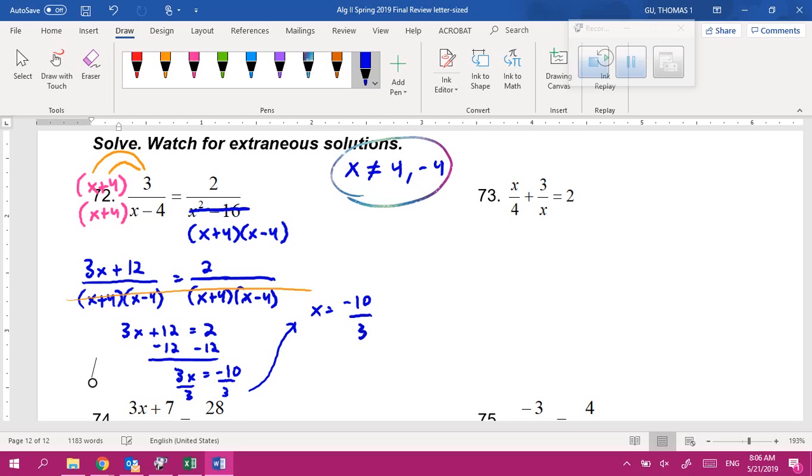And is that a valid solution? Yes. Why? Because it's not one of your restrictions, right? And so your answer is x equals negative 10 over 3.